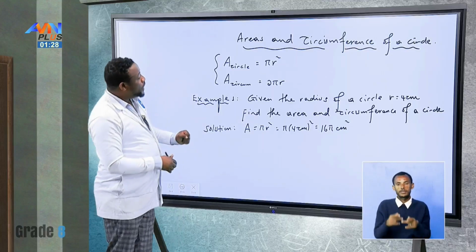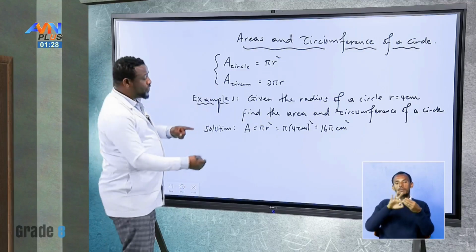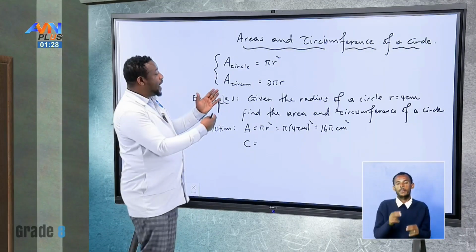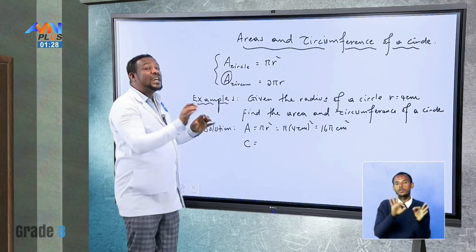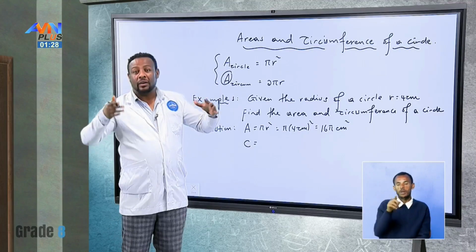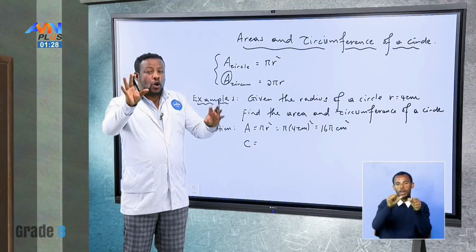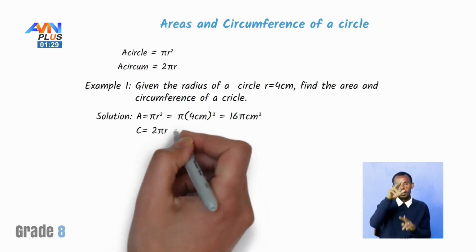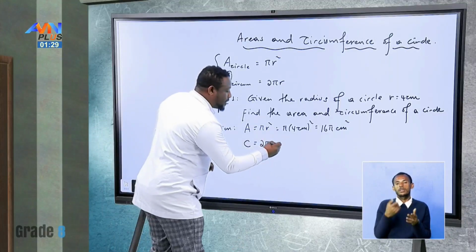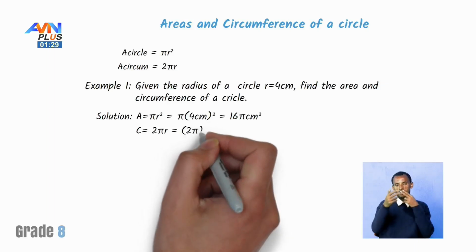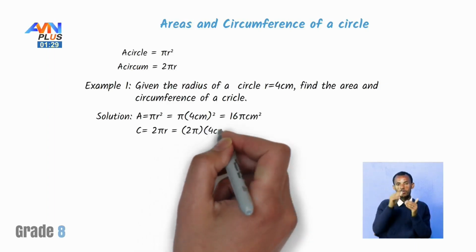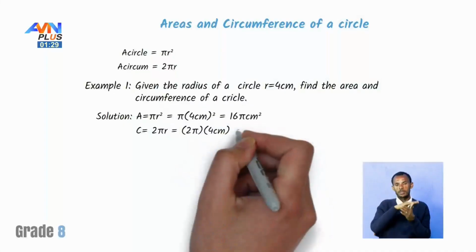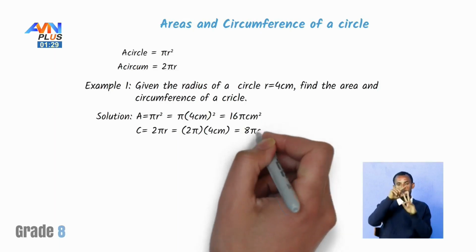Okay, when we come to the circumference, I prefer to use C because it matches with the naming. Okay, I need you to use, in place of this A, capital C, so that you can identify whether it is circumference or area. So the circumference of a circle is defined by the formula 2 pi r. Okay, so this is 2 pi times the radius. The radius is 4 centimeter. So 4 centimeter times 2 is 8. So the whole product gives us 8 pi centimeter.